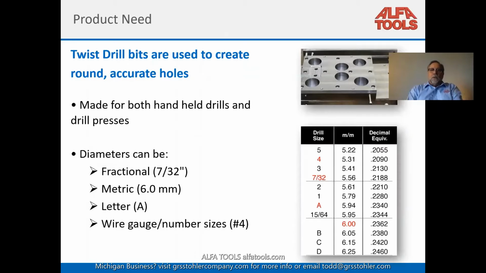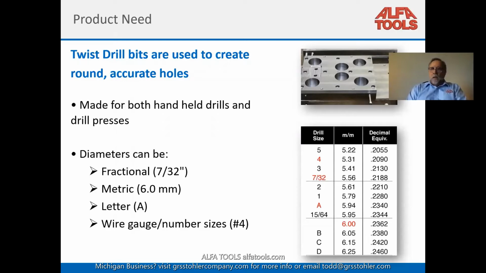Twist drills are used to create round, accurate holes, not just in metal, but in wood and all kinds of materials. They are made for handheld drills, drill presses, CNC machines, any type of tool that has a chuck and a spindle that goes around can use a twist bit.